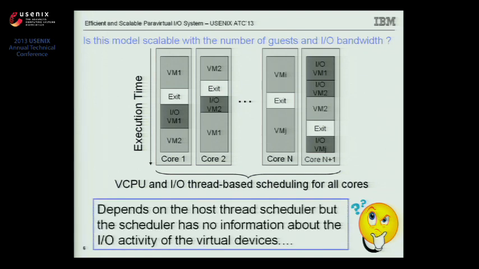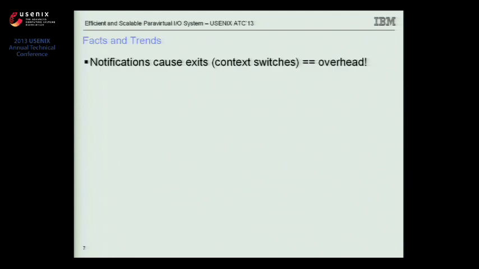Now, in particular, all this depends on the host, on the hypervisor thread-based scheduler. So the hypervisor has a bunch of threads to run. It only knows if the threads are ready to run or are waiting for something, but has no idea about all the I/O requests of the queues. It has no idea how many requests are pending in the queues, and no idea for how long all these requests were waiting.